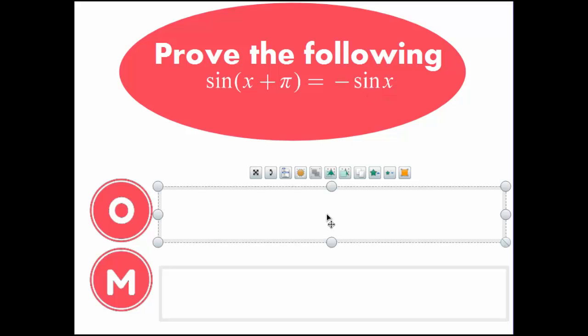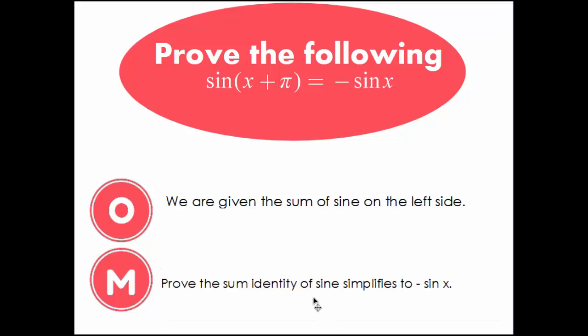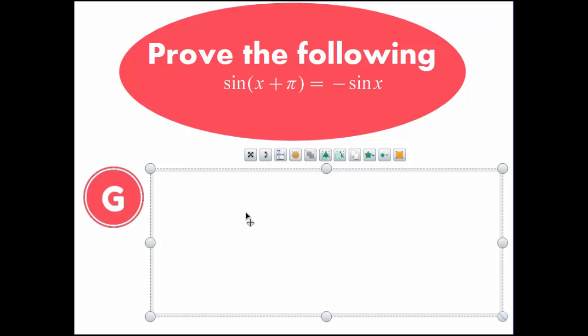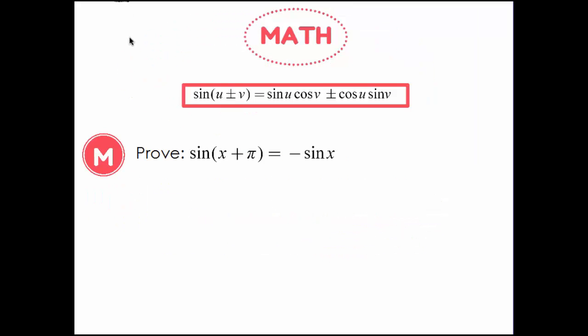The first thing to observe when doing this problem, on the left side we're given an expression that looks like sum of sine. Our mission is to take the left side of this problem and make it look like negative sine x. How we're going to do that is pretty simple. We're going to take sine x plus pi and we're going to plug it in to its identity and try and get that to reduce to negative sine x.